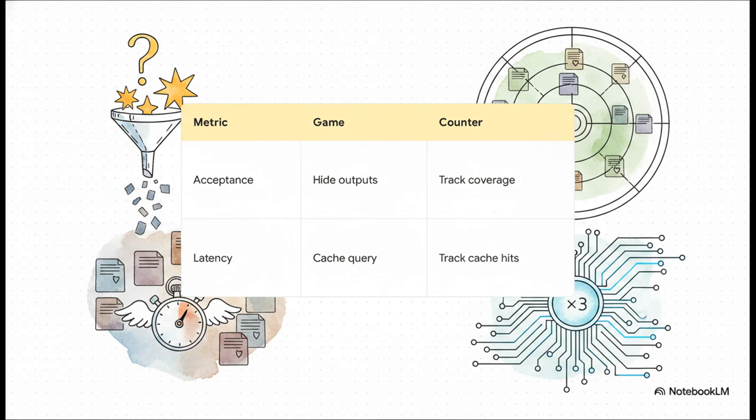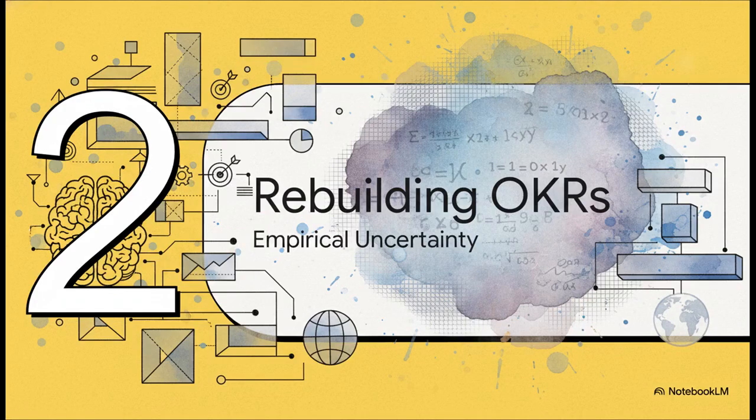Latency drops beautifully, but users start getting stale, outdated, and unhelpful answers. You absolutely have to track that cache hit rate entirely separately to uncover the truth of what the system is really doing.